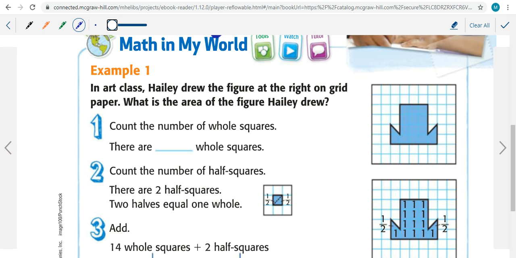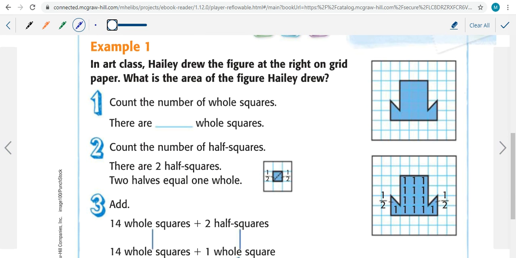Now, first thing that you have to do is count the number of whole squares. Whole squares are these ones. This is 1 whole square. Now, let's count how many whole squares the figure has. Let me put it in another color. 1, 2, 3, 4, 5, 6, 7, 8, 9, 10, 11, 12, 14, and 15. So this figure has 15 whole squares.